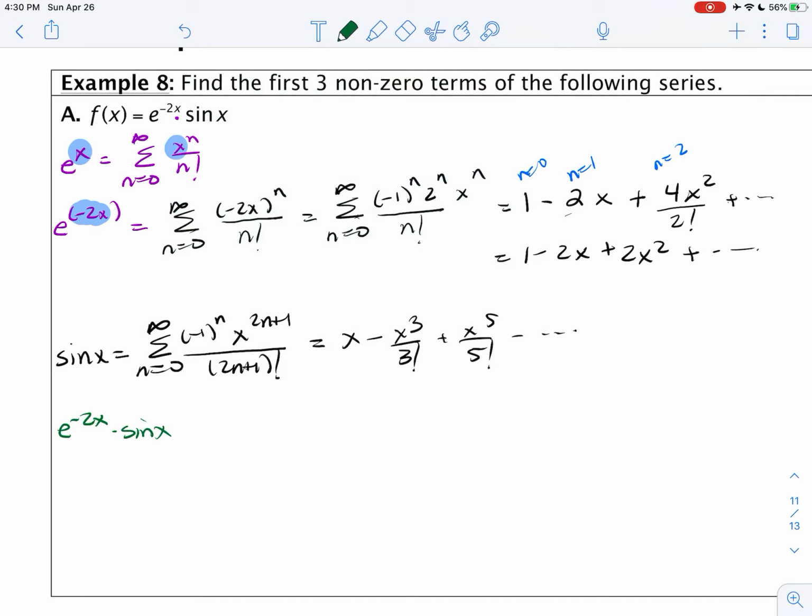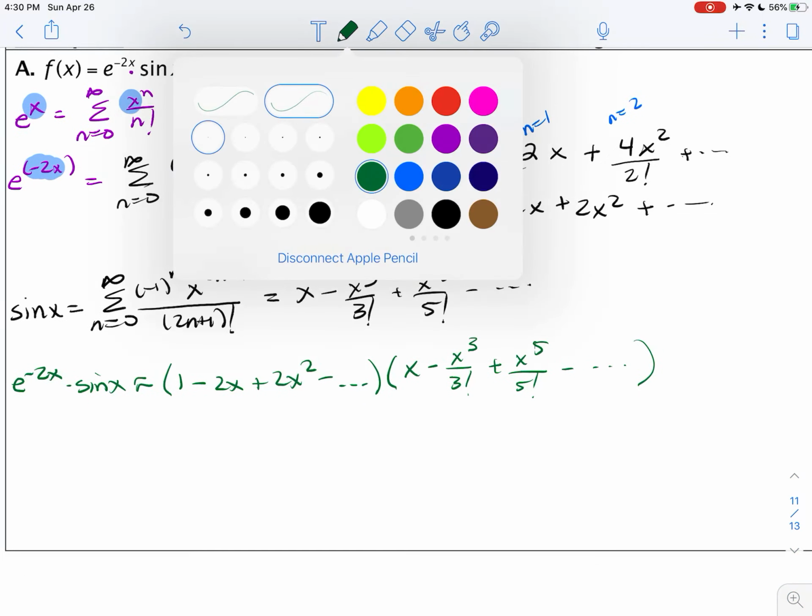And so when we put together our e to the minus 2x times our sine x, we're going to have an estimate that is equal to 1 minus 2x plus 2x squared, actually it should be minus, dot dot dot, times x minus x cubed over 3 factorial plus x to the 5th over 5 factorial minus dot dot dot.